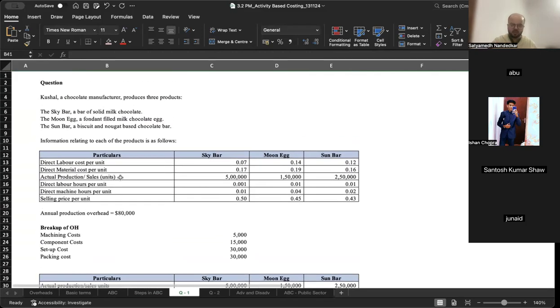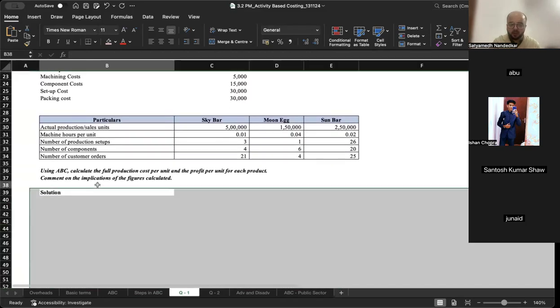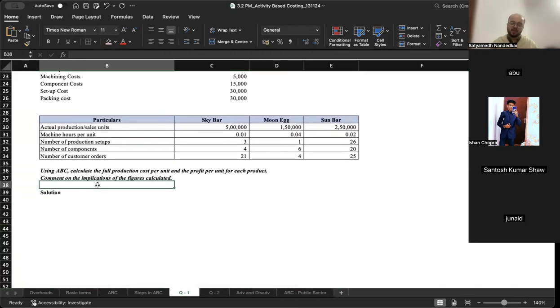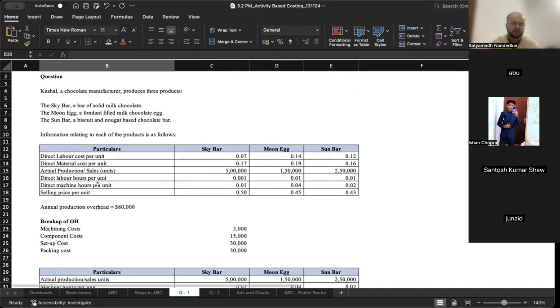Have a look at this question. Always read the requirement first. Using ABC, calculate the full production cost per unit and the profit per unit for each product. Comment on the implications of the figures calculated. Now, they have asked you to calculate full production cost and profit, which means the overheads have to be absorbed.